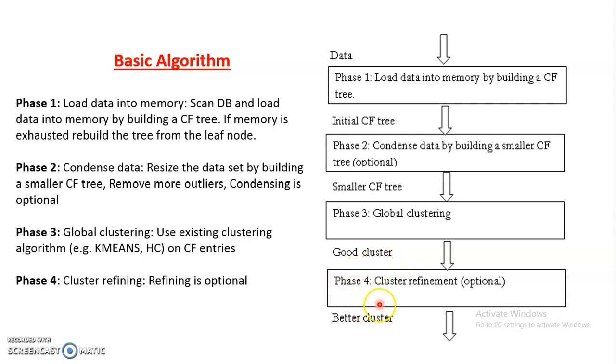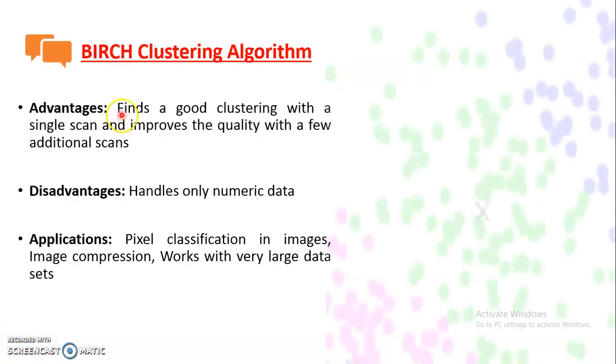And in phase 4, we will refine our cluster. So these are the 4 phases of the Birch algorithm. To conclude the Birch clustering algorithm, what's the advantage? The advantage is very clear. It needs only a single scan and it improves the quality with a few additional scans. Means there is only a single scan or very little scanning we'll need.